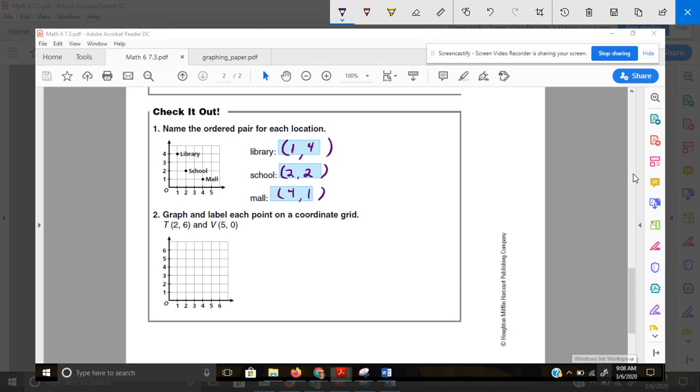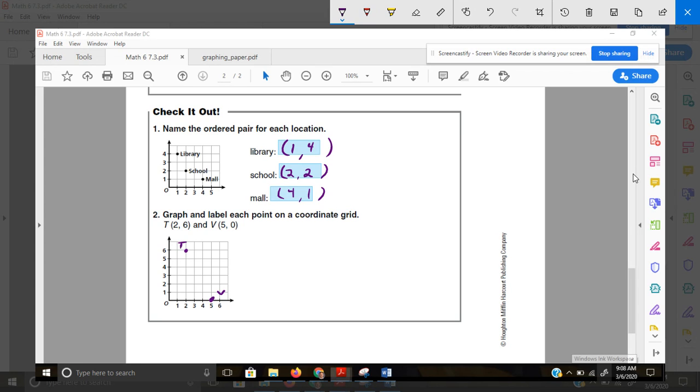Point T is at 2, 6. So right 2, up 6. There's my dot, and there's point T. And V is 5, 0, over 5, up 0. There's letter V. All right.